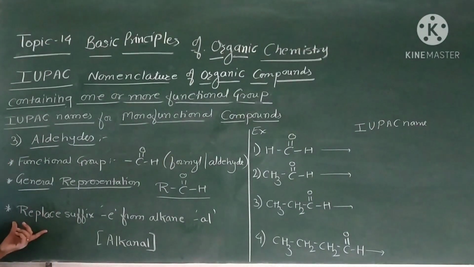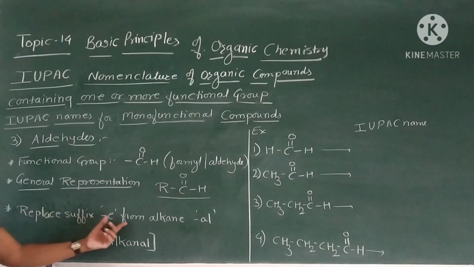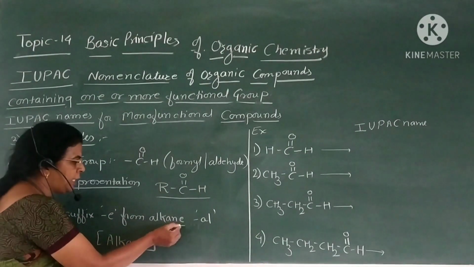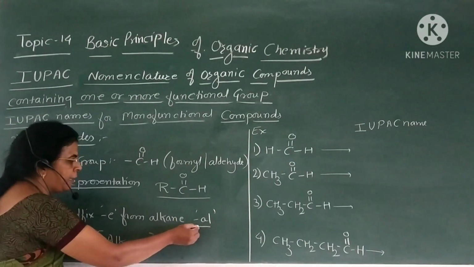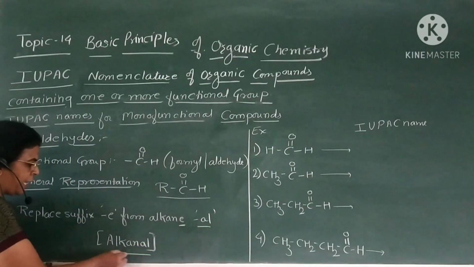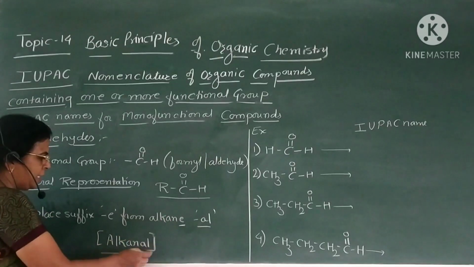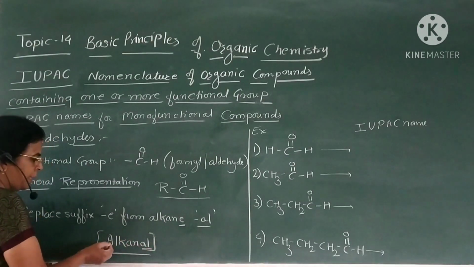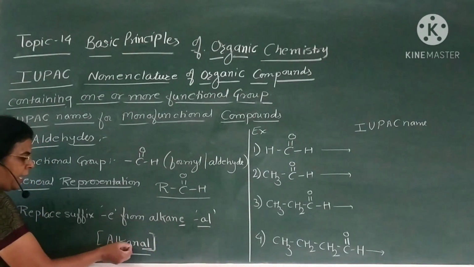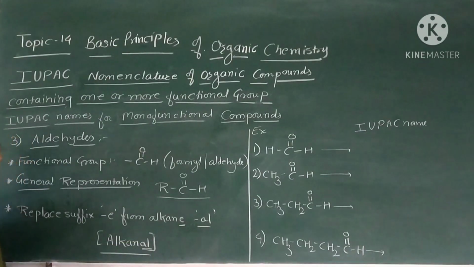Now when we give the name for this compound, replace the suffix E from alkane by Al. Then it becomes alkanal. That is, E from alkane is replaced by Al. It becomes alkanal. Now we are going to see some examples.